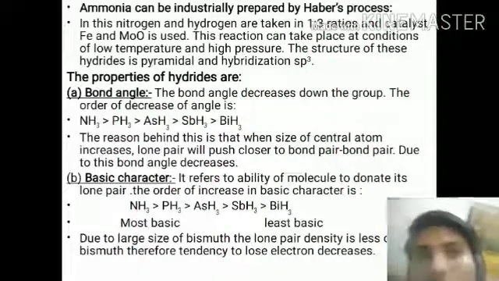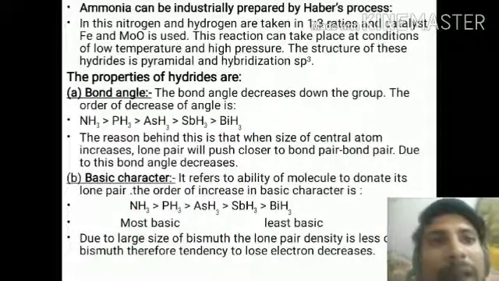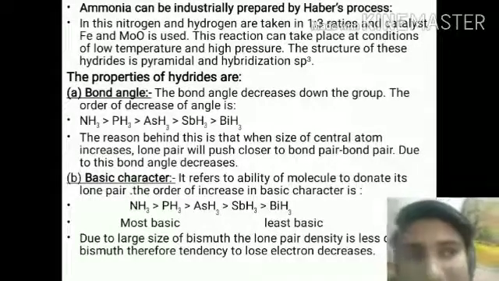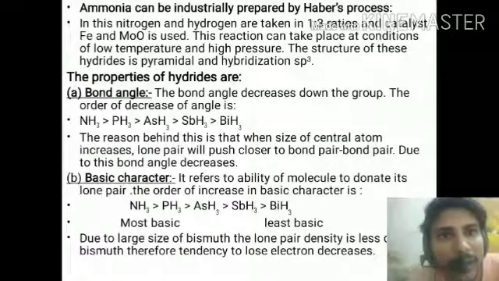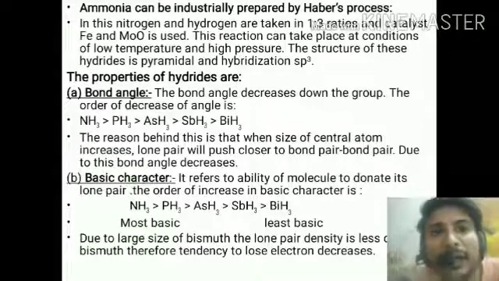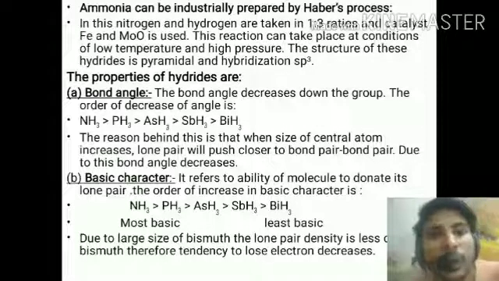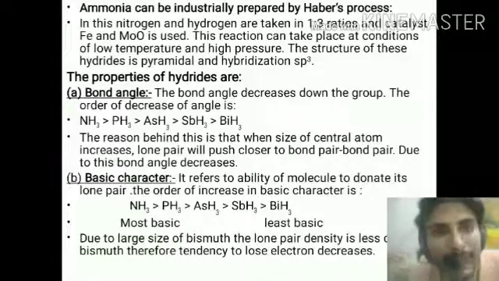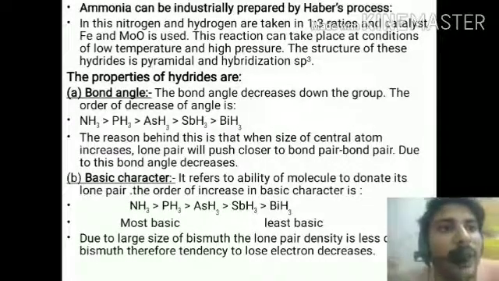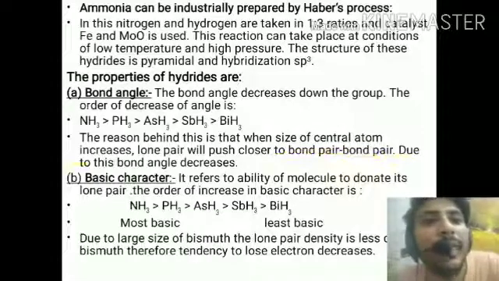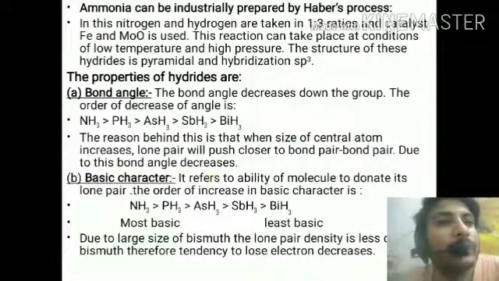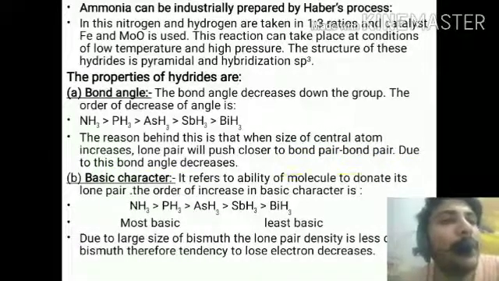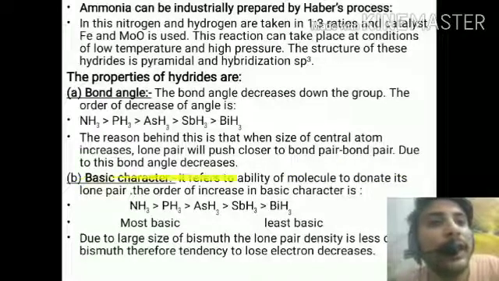When we go from top to bottom, the bond angle decreases because the size increases. Ammonia has the highest bond angle because it has a lone pair, so the lone pair-bond pair repulsion is high. The reason behind this is that as the size of the central atom increases, the lone pair pushes closer to the bond pair. Due to this, the bond angle decreases.